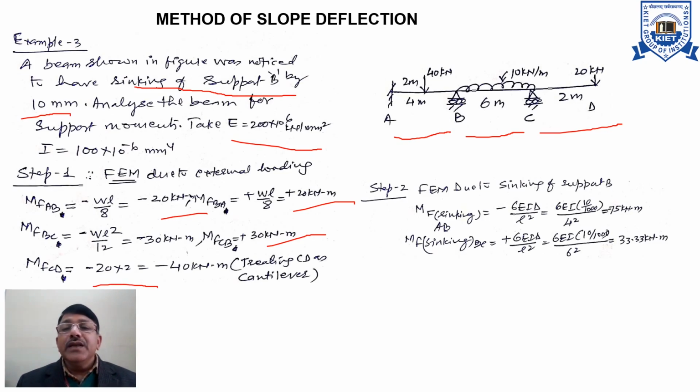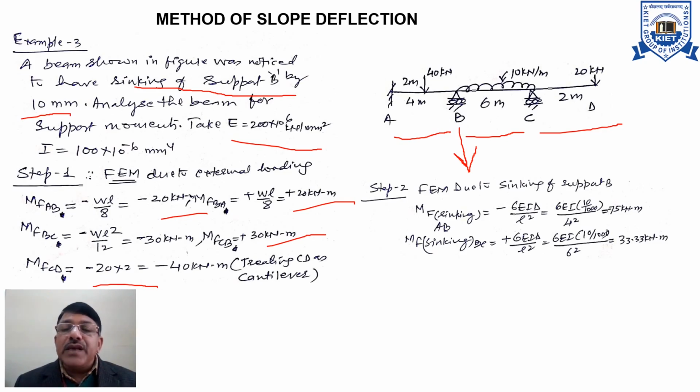Next, the fixed end moments are also to be computed due to the sinking of support B. When support B sinks in the downward direction, it means support B is lower with respect to support A. For span AB, the right support has gone down with respect to the left support, and for the portion BC, the left support B has gone down with respect to the right support C. Therefore, in span AB, the sinking moment would be negative 6 EI delta upon L square. Placing the values, I will get the value of minus 75 kilonewton meter here.